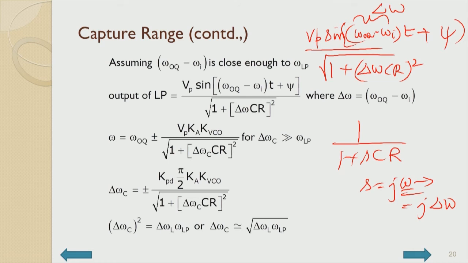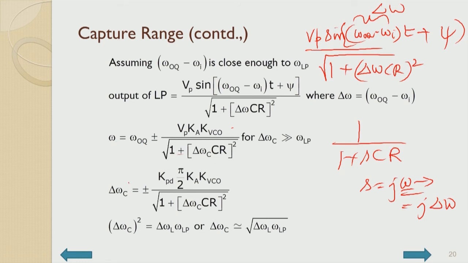Now, this is going to be the input to the VCO around VCQ. So, the VCO frequency is going to change from omega naught Q by plus minus this, Vp divided by square root of 1 plus (delta omega CR) squared, into Ka into KVCO. That is clear, by definition. So, this whole thing is going to be equal to the limit if this particular swing of the VCO is such that at some point of time it can become equal to the incoming frequency, and the probability of capture is high. So, this is the maximum swing around omega naught Q that can take place. When the maximum swing reaches the incoming frequency, that is when capture can take place, and the probability of capture is high. If you consider that, then that is the capture range.